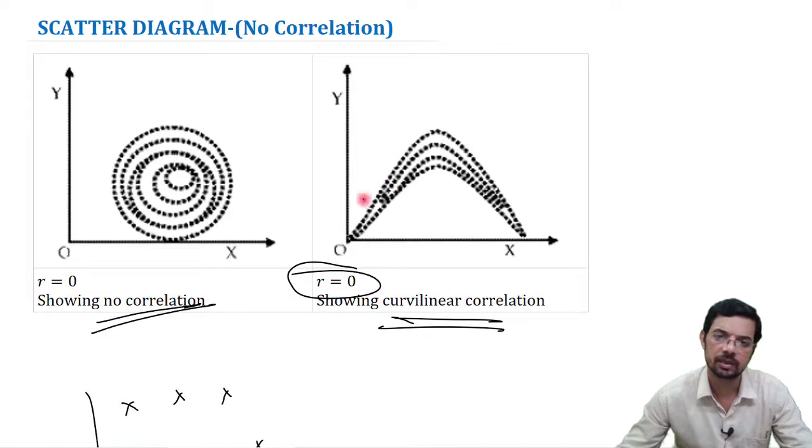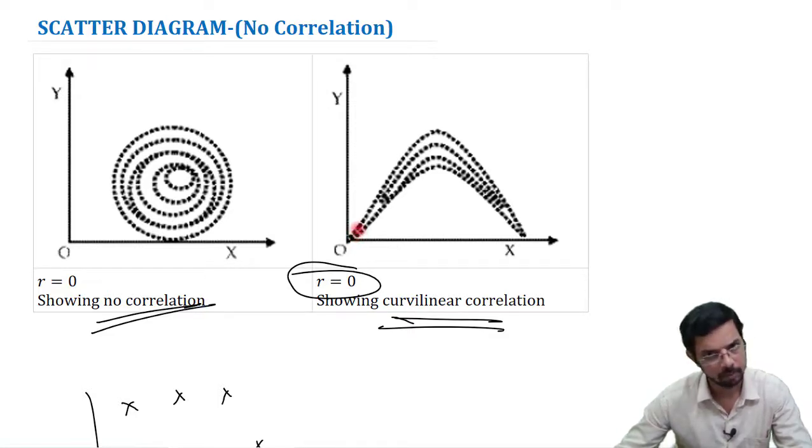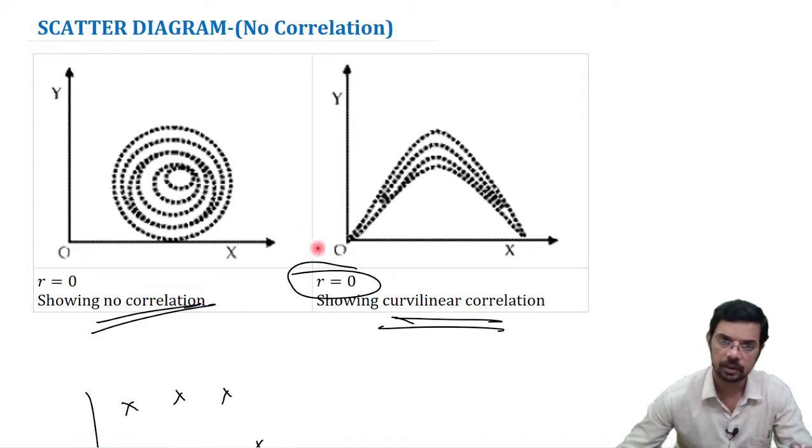To have correlation, the second variable, the dependent variable, should move in one particular direction, either same or opposite. When x is increasing, y should either increase or it should decrease. It should not happen that sometimes y is increasing and sometimes y is decreasing. Here sometimes y is increasing and sometimes y is decreasing when x is increasing. In that case we say that r is 0. So, we have a curvilinear correlation.